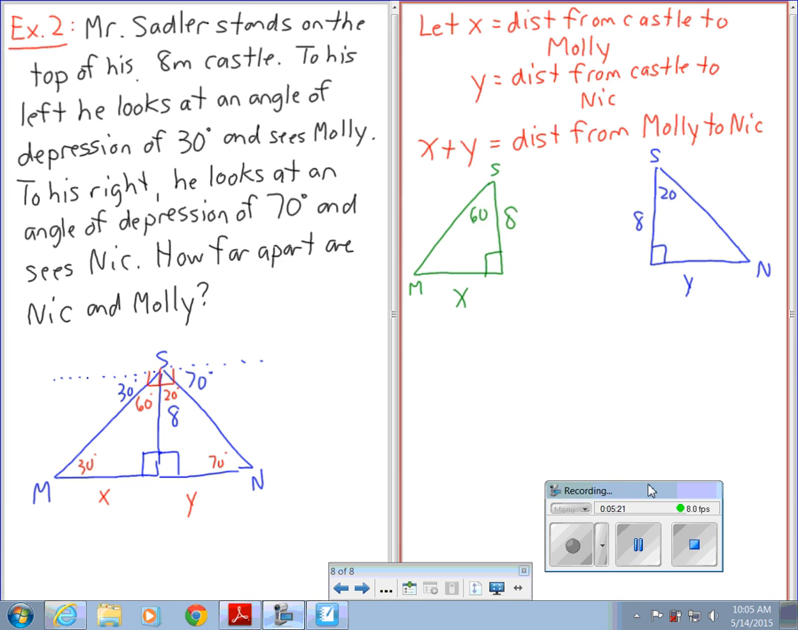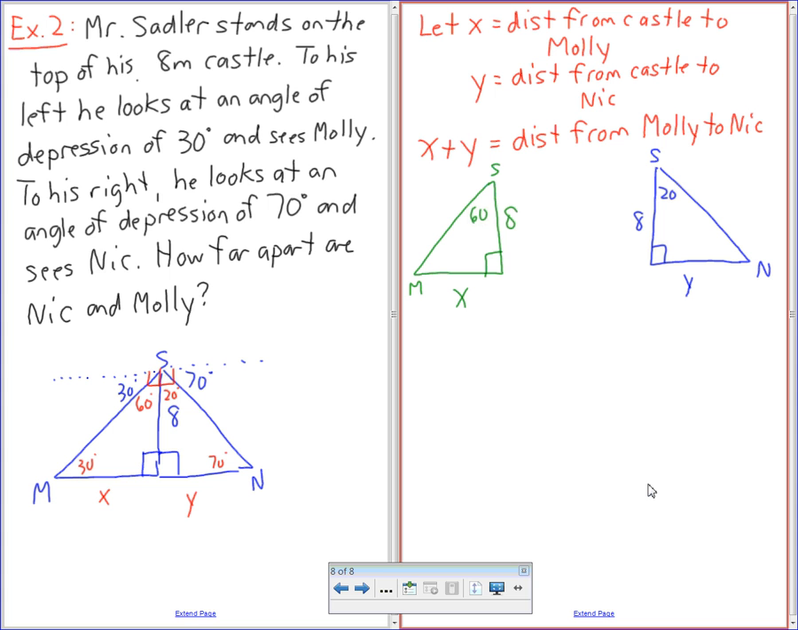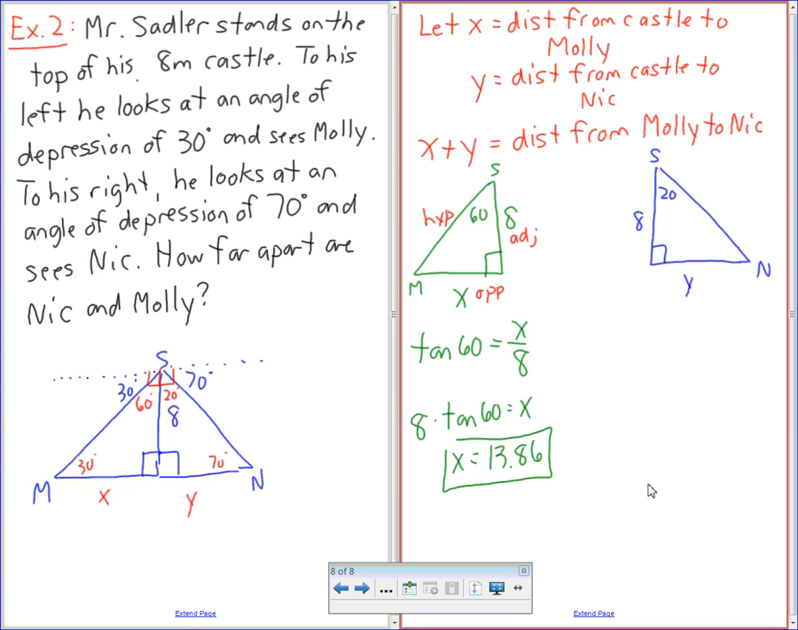Before we go, let's do the left-hand side, let's say tan of 60. Tan of 60 is x over 8. If you need the diagram labeled, which you probably do, there's your opposite, there's your adjacent, there's your hypotenuse. So we're going to say 8 times tan 60 is equal to x. Then I'm going to ask for x, please. 13.86.